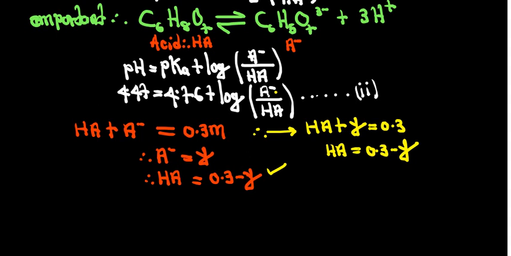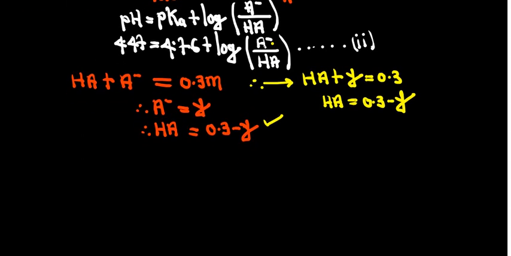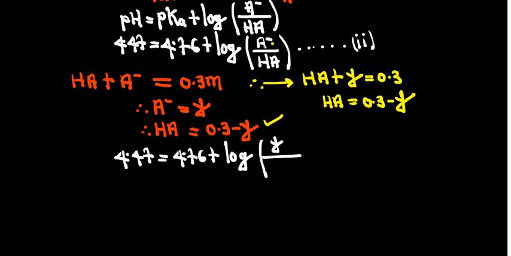I'm getting back to the HH equation. Remember, I still have my pH and the pKa values. So what will happen there is, I'm going to have 4.47 is equal to 4.76 plus the log of what? Look at what is happening. On the conjugate base, the upper part, I'm replacing that with the Y. I don't know what value it is. And then on the acid, I made it the subject of the formula, so I'm going to have 0.3 minus the Y.